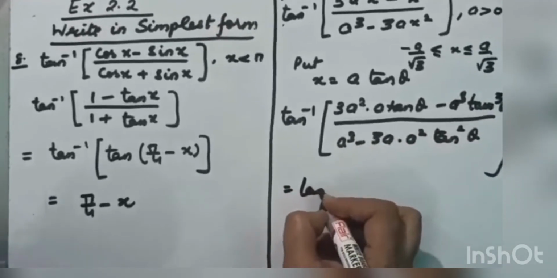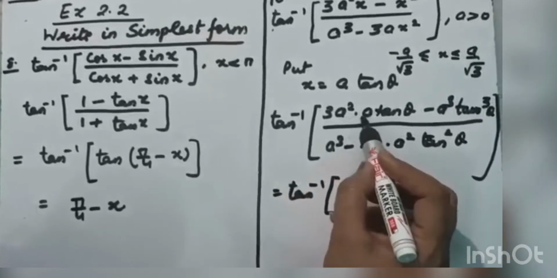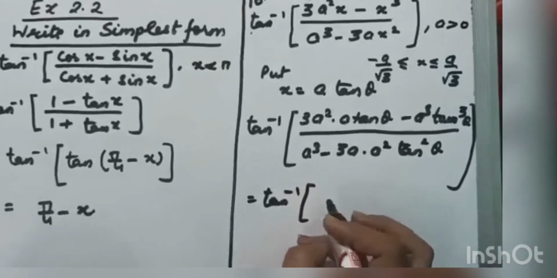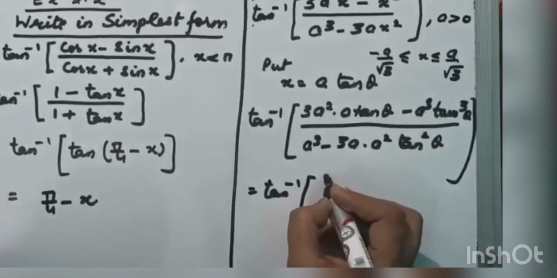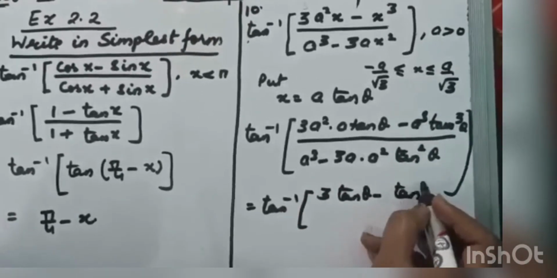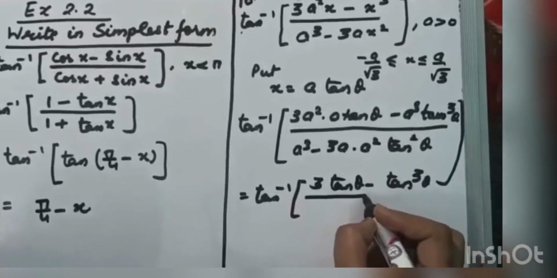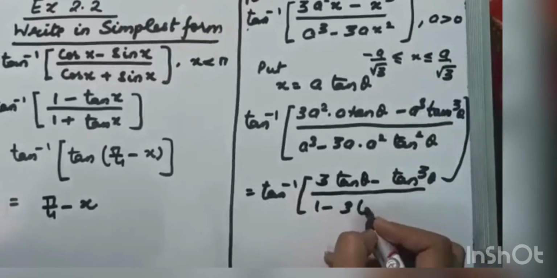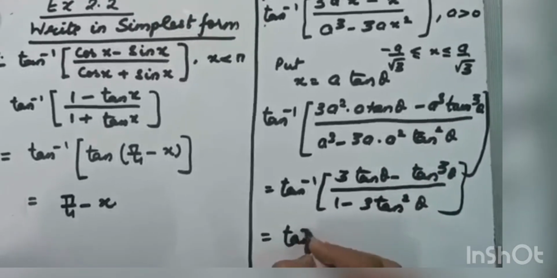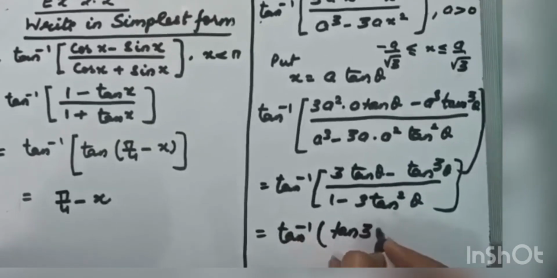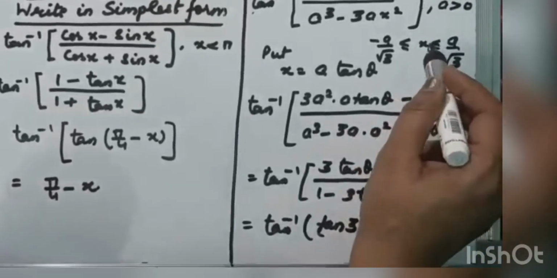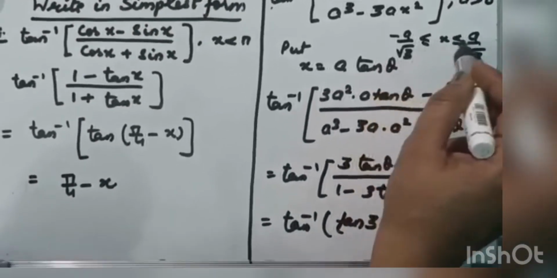So when we simplify this result, here we have a cube, here also a cube and again a cube. So if we take this a cube common, it will cancel. So we have 3 tan theta minus tan cube theta divided by 1 minus 3 tan square theta. So as we know, this is the formula of tan 3 theta, so tan inverse tan 3 theta is equal to 3 theta, because x is greater than or equal to minus a by root 3 and less than or equal to a by root 3.